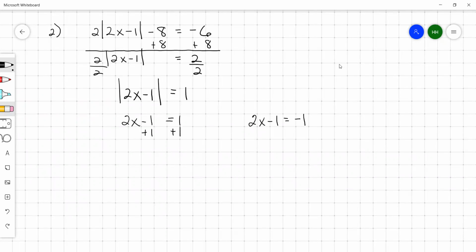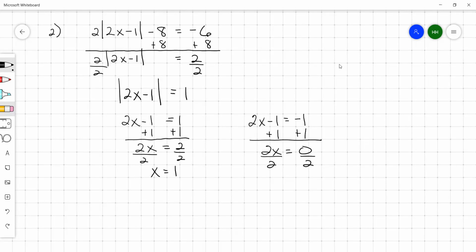So we're adding 1 to this left equation, and we're going to get 2x equals 2, and then we're going to divide by 2, and x equals 1. Then we're going to add 1 right here to both sides. We're going to get 2x is equal to 0, and we're going to divide both sides by 2, and x is equal to 0.